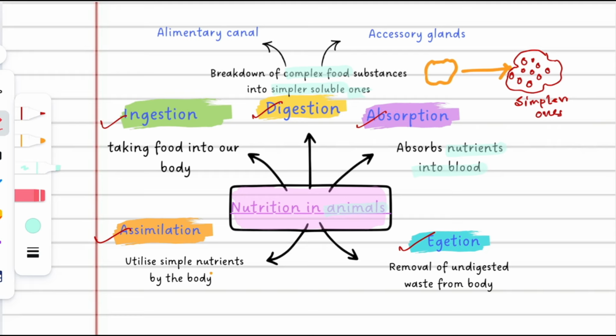By the help of this energy, the organs perform their specific functions. Okay, so utilization of simple nutrients by the body is termed as assimilation. Okay, lastly egestion. Now what is egestion? The rest of the undigested waste will be removed from our body, and this is termed as egestion. So egestion is nothing but removal of undigested waste.